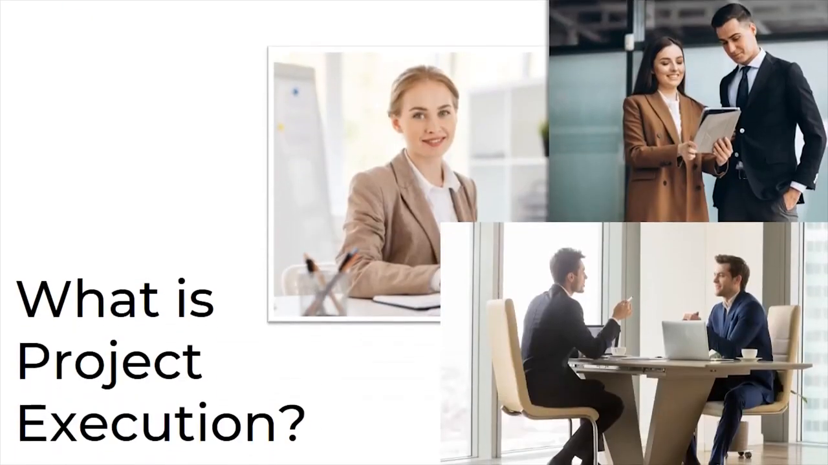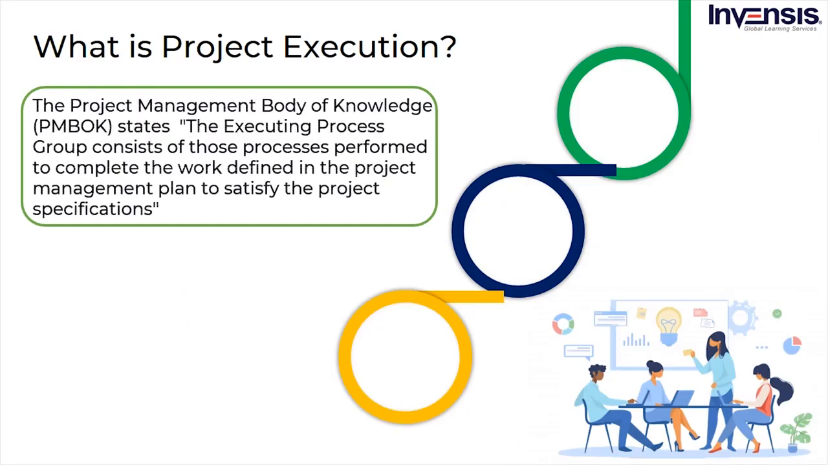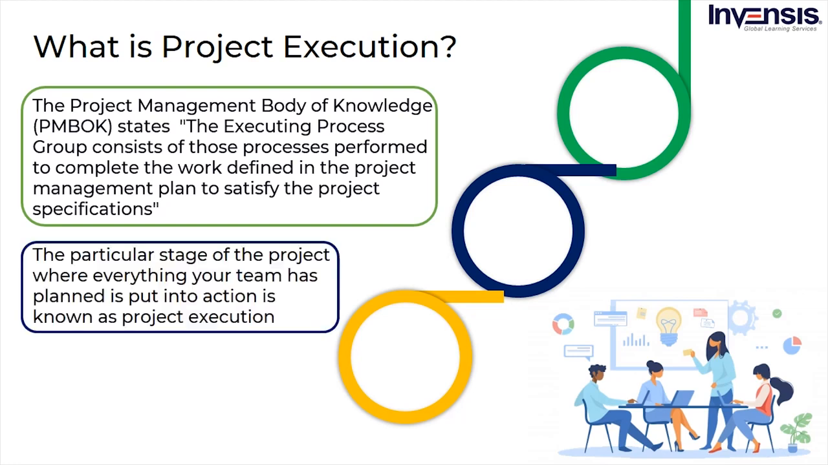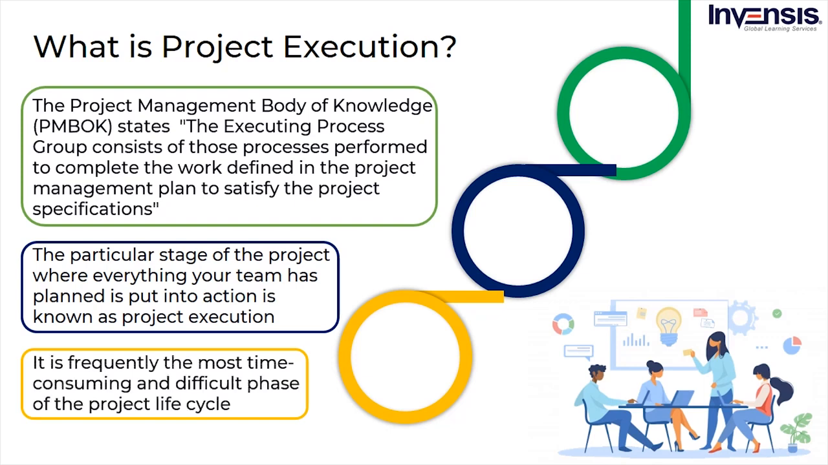What is project execution? The Project Management Body of Knowledge, PMBOK, states, the executing process group consists of those processes performed to complete the work defined in the project management plan to satisfy the project specifications. In general terms, the particular stage of the project where everything your team has planned is put into action is known as project execution. The third stage of a typical project lifecycle, which consists of 4 stages, initiation, planning, execution, and closing, is execution. It is frequently the most time-consuming and difficult phase of the project lifecycle.